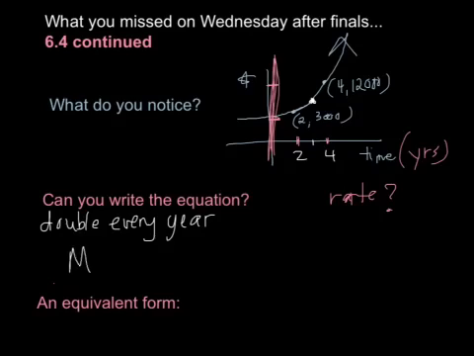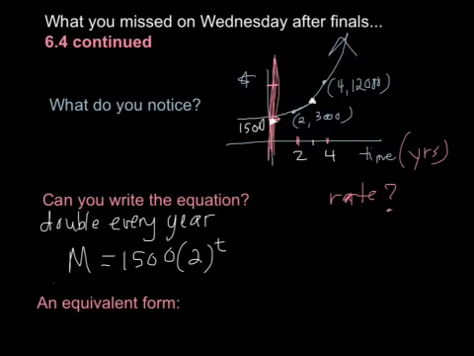Money, if that's what this model is for, would be 1,500 times 2 to the t, where t is the number of years and the initial value is 1,500. I didn't show that. That's probably what this number would be, right? 1,500. Wonderful.